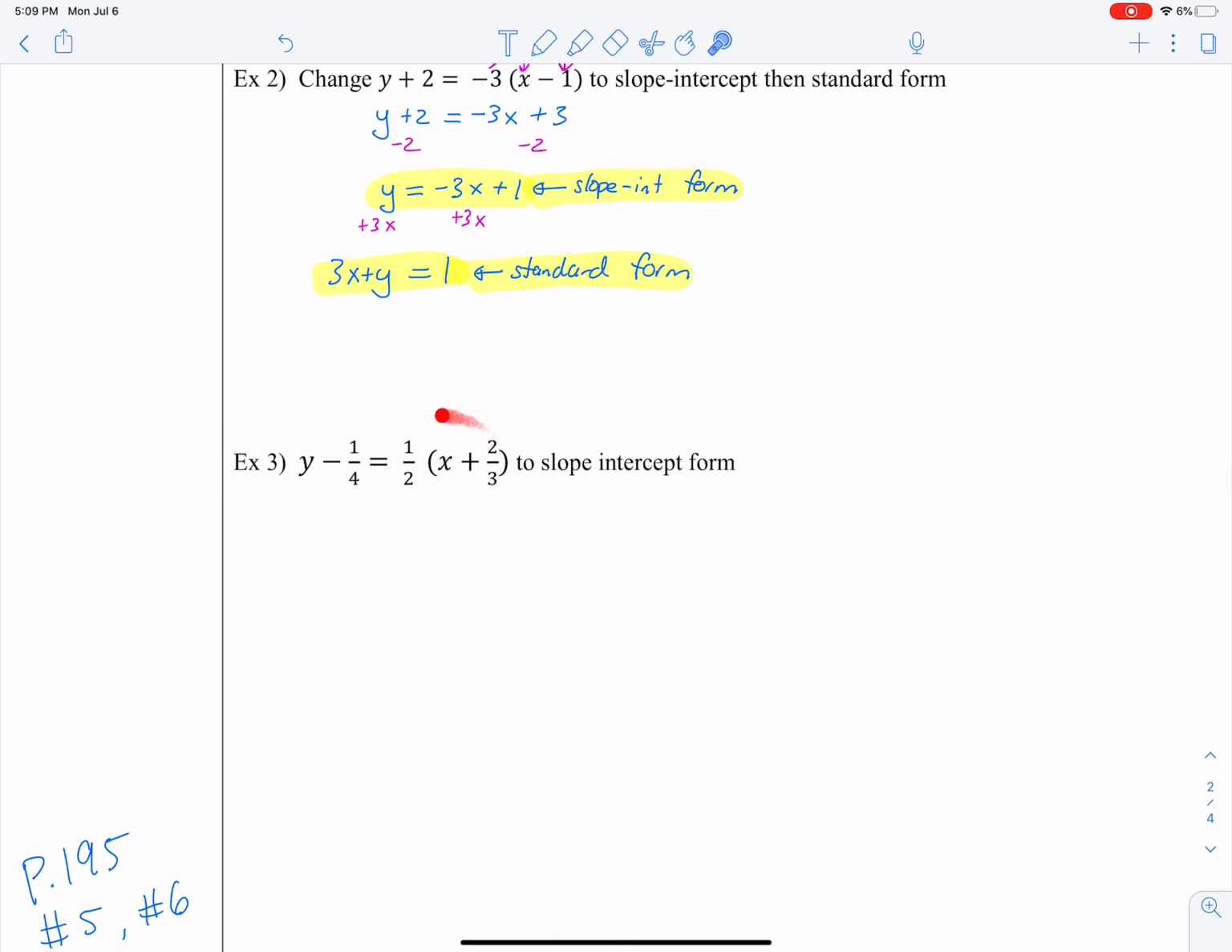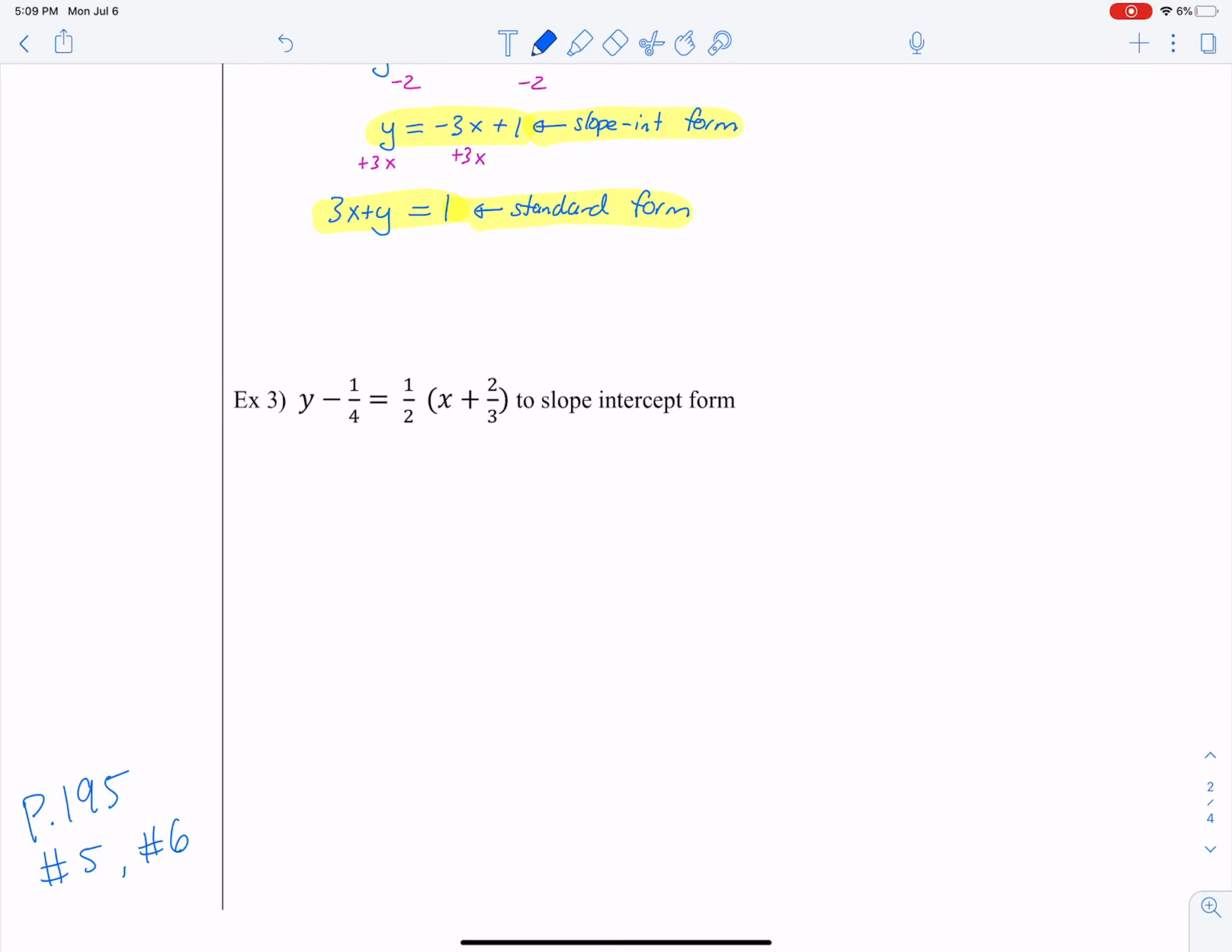Now, what about if you have fractions in your initial question, in your initial point slope form? Okay, so why we reviewed fractions is some of these examples will have fractions in them that you have to deal with. Okay, so we're going to do the same steps. The very first thing still that we want to do is we want to get rid of our brackets.